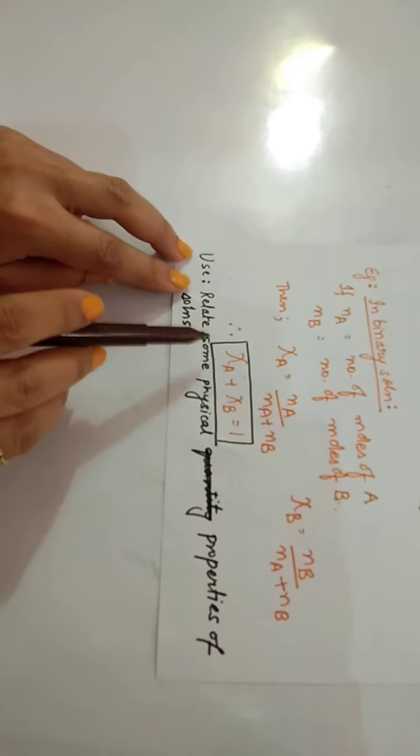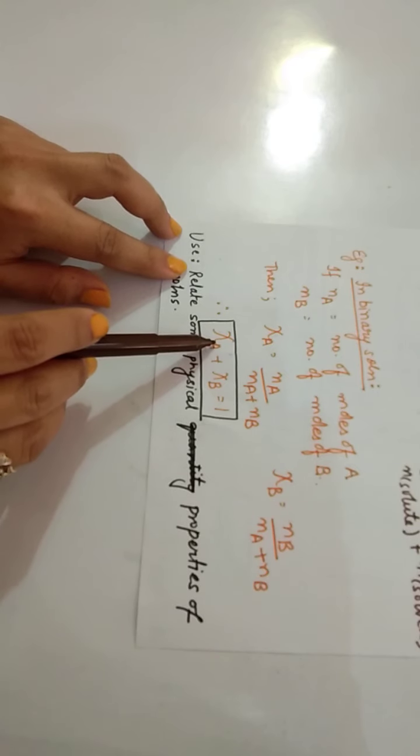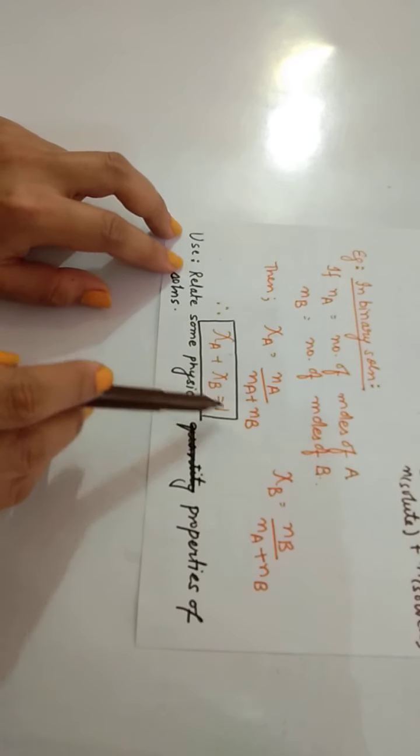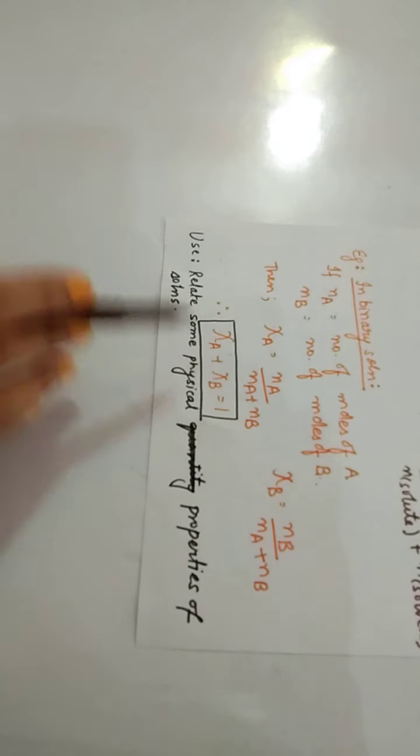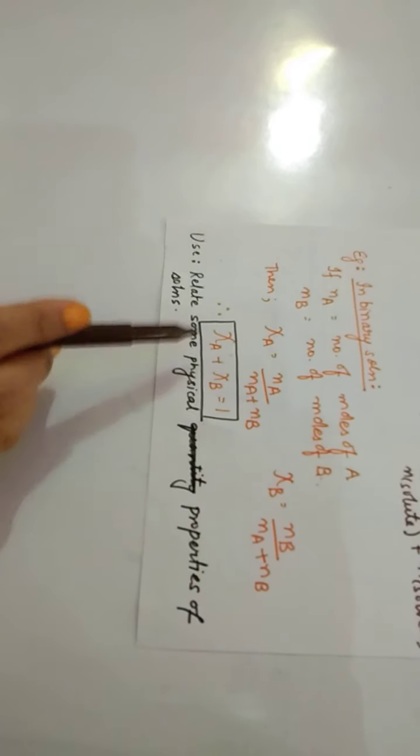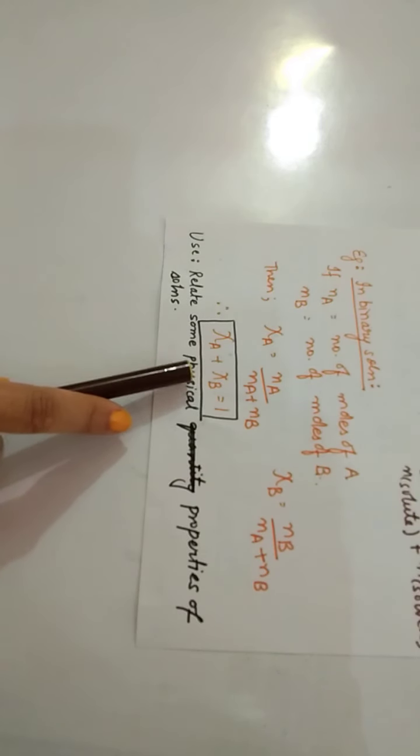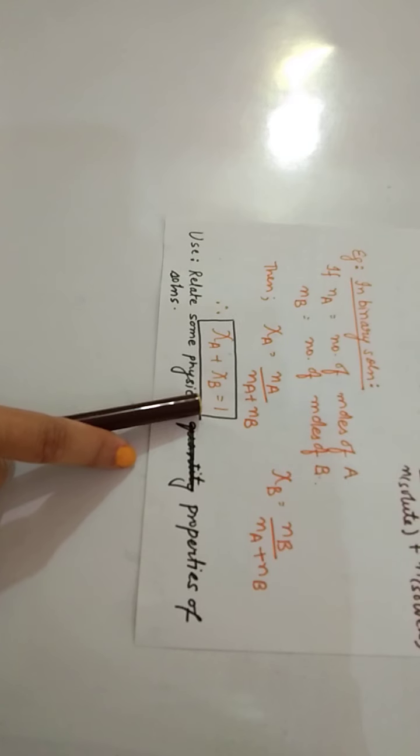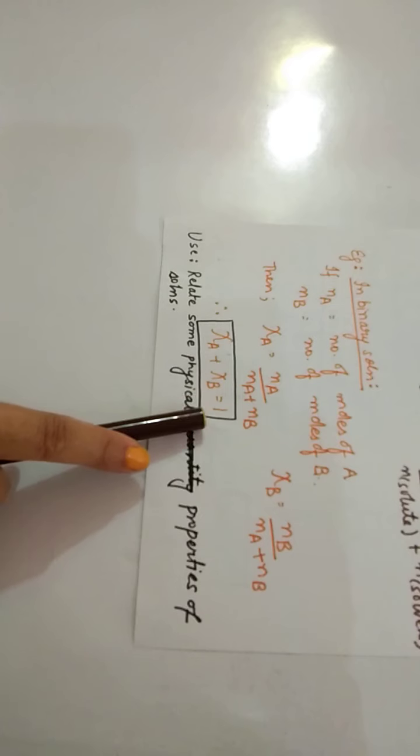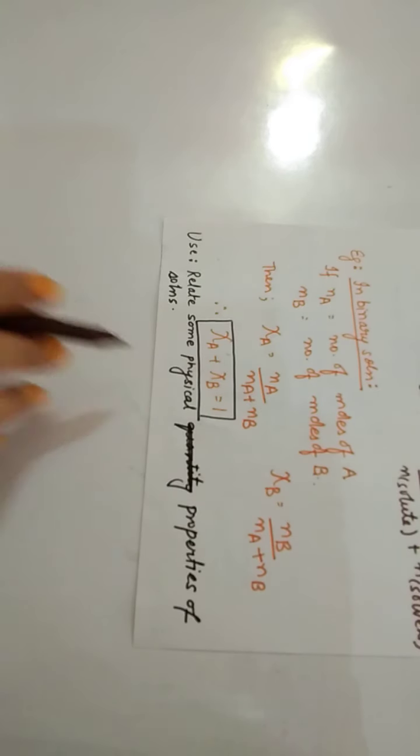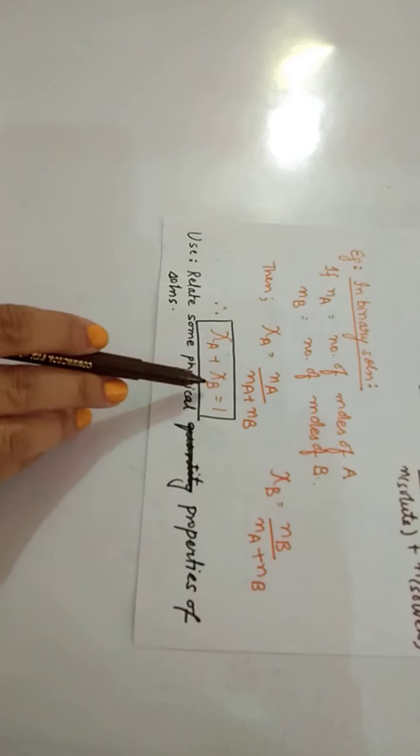And it is always true that mole fraction of A plus mole fraction of B will always be equal to 1. Very important. Mole fraction of A plus mole fraction of B is equal to 1. Or you can say the sum of mole fractions of all the components in a solution is always equal to 1.